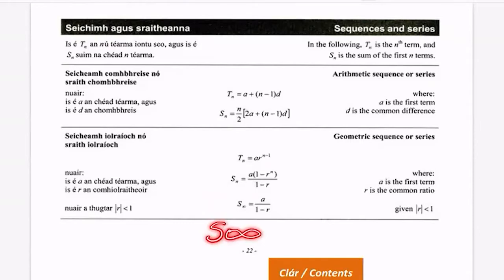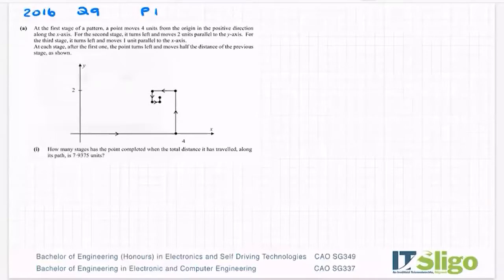Sum to infinity. So you're looking out for that word infinity if it's a geometric sequence, and then you use this one. A is the first term in both. The common difference in an arithmetic sequence is d. The common ratio in a geometric is r. Sum to infinity only works if r, that common ratio, is less than 1. Okay, so all there on page 22 of your log tables. Okay, so that's the sequences. When I look up here and I see that it's half the distance each time, well, that's a bit of like a divide by 2. So this is naturally a geometric sequence.